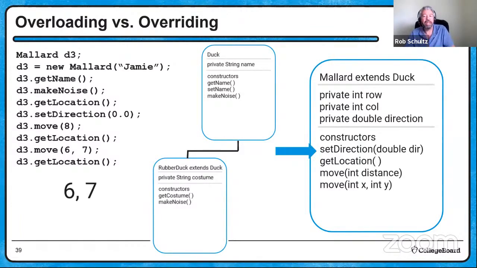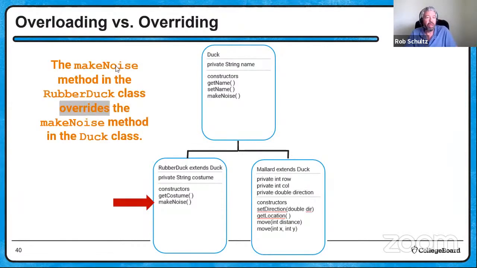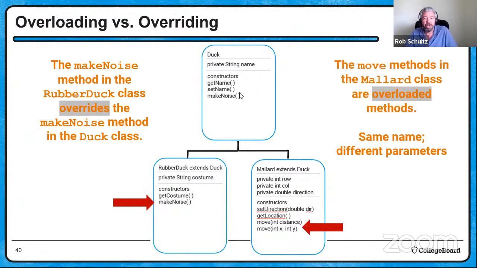Okay, so that's kind of the direction. I'm pulling all of these extra things that only a Mallard has because duck d3 is a Mallard, but everything still falls into this hierarchy. What I really wanted to focus on was that as we look at these methods in the RubberDuck class, we have a makeNoise method that overrides the makeNoise method in the Duck class. Over here in the Mallard class, we have two move methods that aren't overridden because I don't have them up above, but they are the same name with different parameters, which means they're overloaded methods. So there's a difference between overridden and overloaded. Overridden is when I override a method that comes from a superclass by coming up with my own set of instructions for that method. Overloaded is when I have multiple methods with the same name, but different parameter lists.